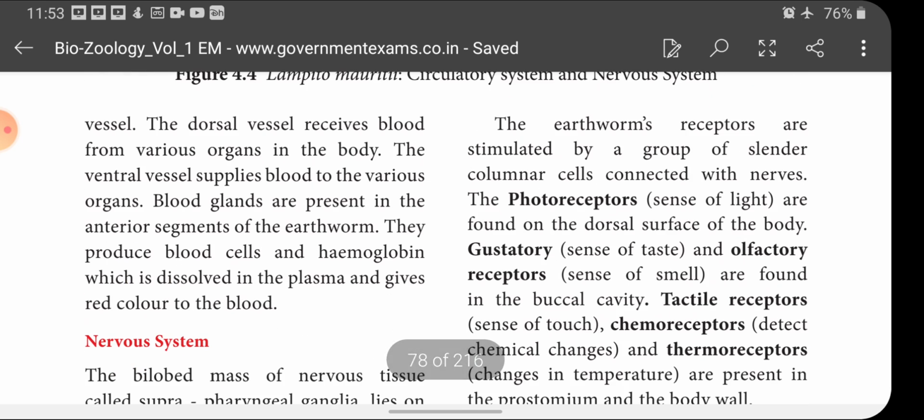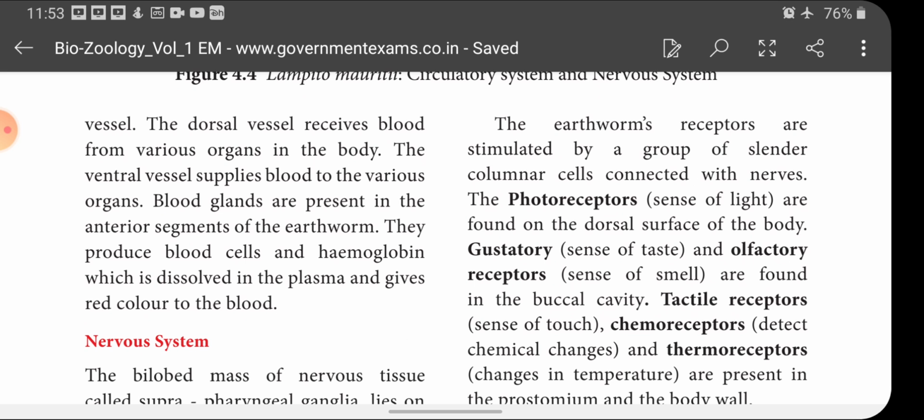The earthworm's receptors are stimulated by a group of slender columnar cells connected with the nerves. Photoreceptors, the sense of light, are found on the dorsal surface of the body. The receptors responsible for taste are called gustatory, and the receptors responsible for smell are called olfactory receptors, which are found in the buccal cavity.